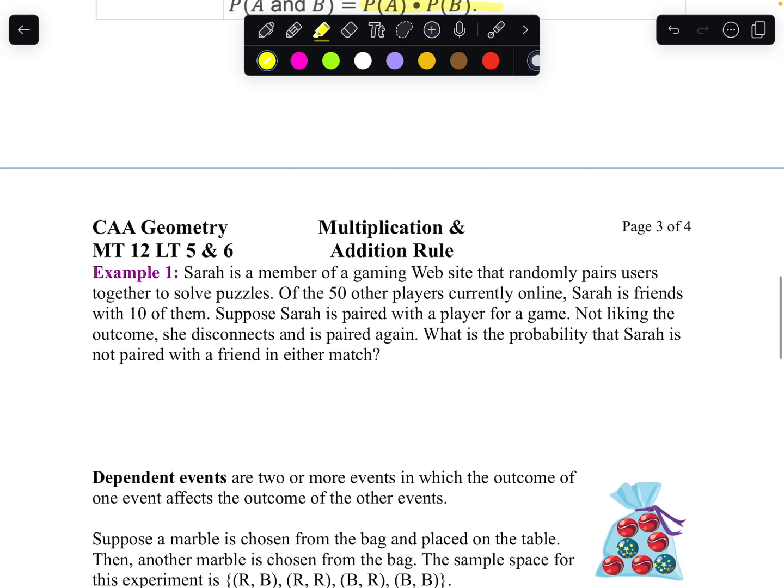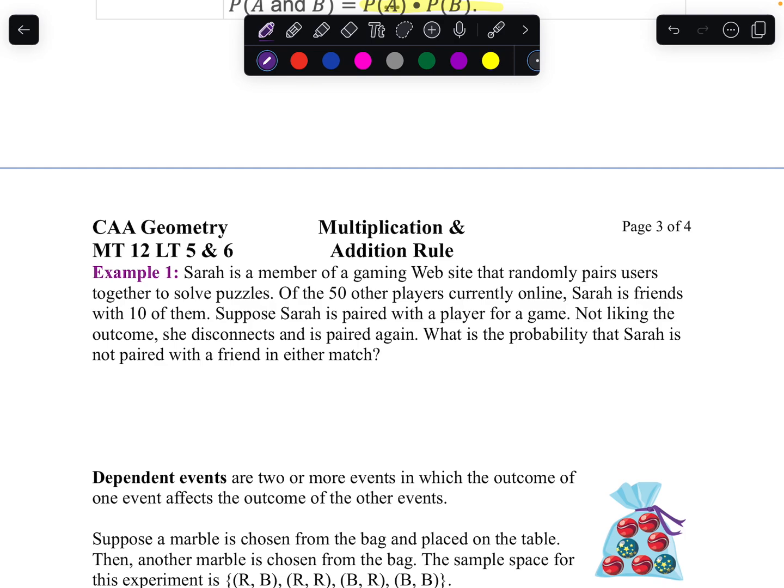So if we take a look here, Sarah's a member of a gaming website that randomly pairs users together to play games. Of the 50 players currently online, Sarah is friends with 10 of them. Suppose Sarah is paired with a player for a game. Not liking the outcome, she disconnects and is paired again. What's the probability that Sarah is not paired with a friend each match?